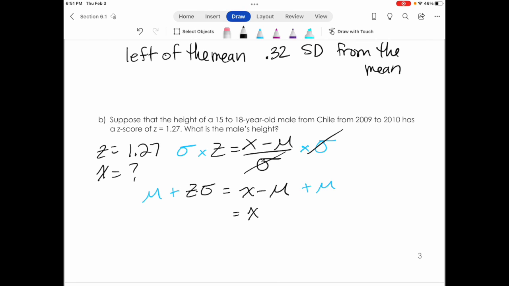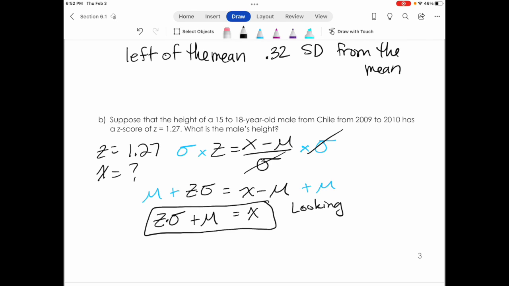So my value of x is going to be whatever I get when I take z times my standard deviation and I add my mu. So this is the formula you want to use when you are looking for x and you know the value of z. We're really just using the same formula. We're just using it backwards.